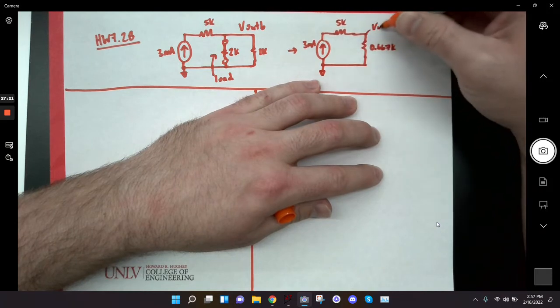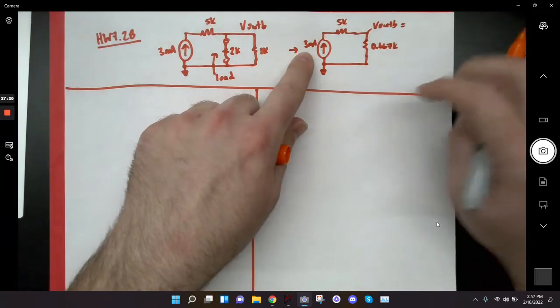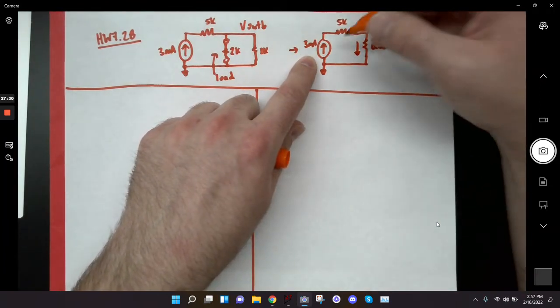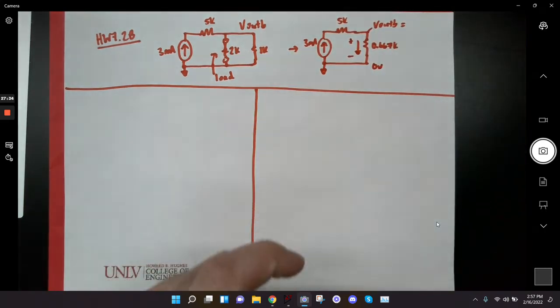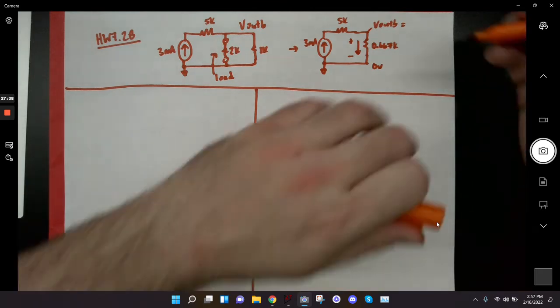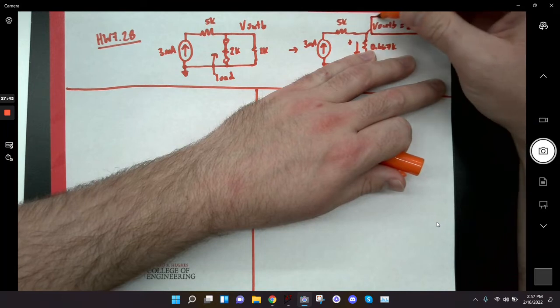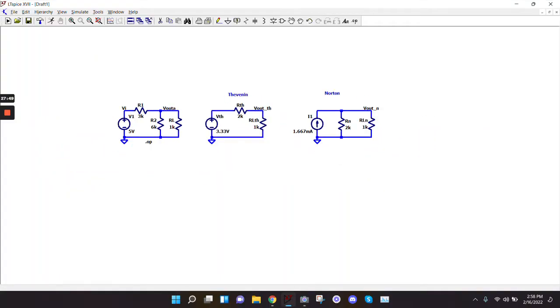And this is still V out B, and it's equal to 3 milliamps flowing down through this 0.67K, right? So I can find my voltage drop across the resistor. This is 0 volts, so my V out B is 3 milliamps times that, 2 volts, because it's just 2/3, right? So V out B, that's my original V out B, that's 2 volts. Okay. And let me go ahead and throw that in Spice.